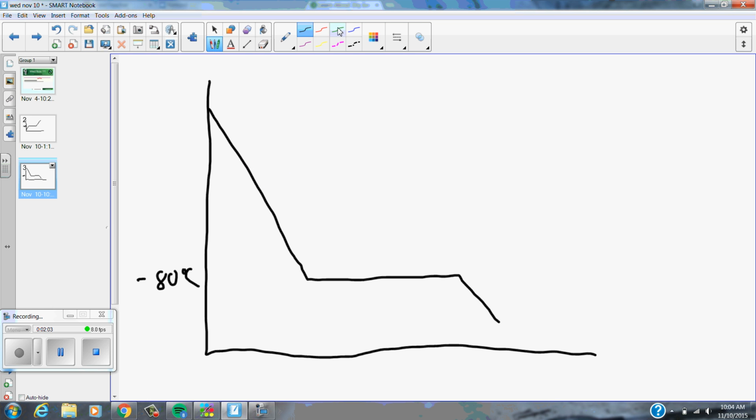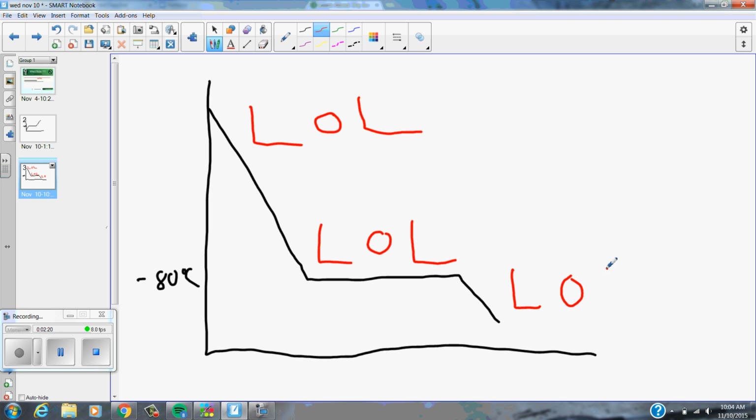How would that be accomplished? Lots and lots of pressure. It's done under pressure. I want an LOL for this area, an LOL for this area, and an LOL for this area. So this has three plateaus or three segments instead of five, because water had five, because it melts and it vaporizes.